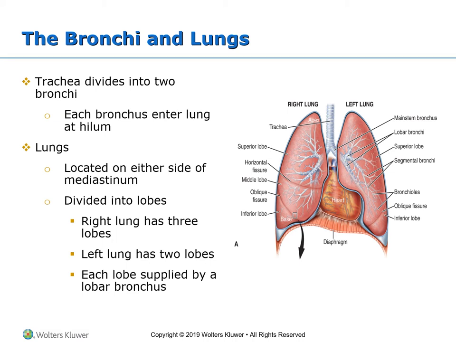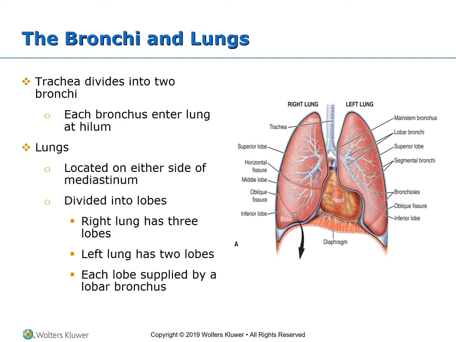We'll discuss now the structure of the bronchi and the lungs. Once the trachea reaches the mediastinum, just superior to the heart, it will completely divide into two main stems and make what is called the primary bronchi. Those structures will enter the lungs. The trachea will divide into the left and right main stem bronchus.